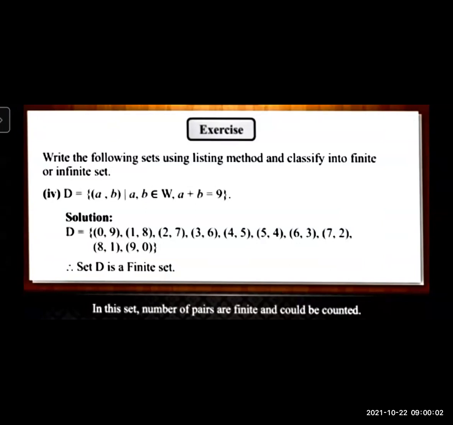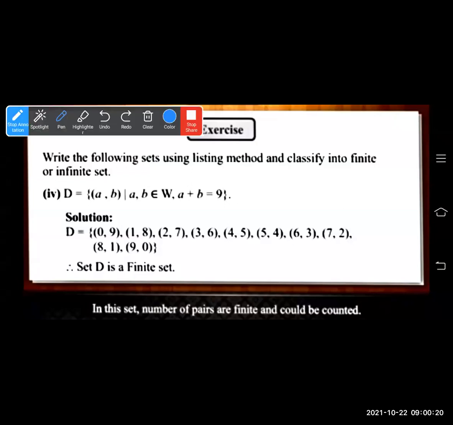0, 9, 1, 8, 2, 7, 3, 6, 4, 5, 5, 4, 6, 3, and in reverse you have to write 7, 2, 8, 1, 9, 0. Then you can see here, these are all in reverse: 0, 9, 9, 0, 1, 8, 8, 1, 2, 7, 7, 2, 3, 6, 6, 3, 4, 5, and 5, 4.